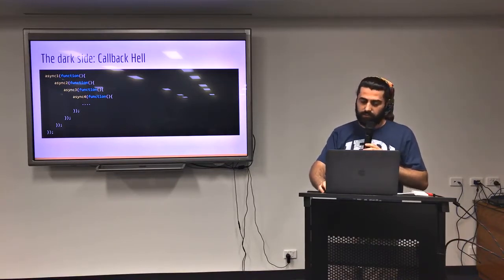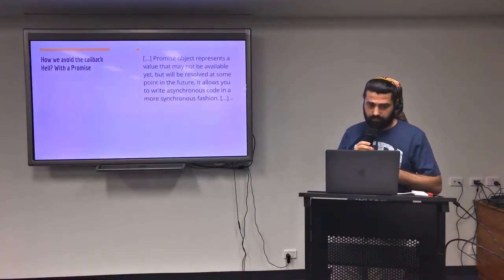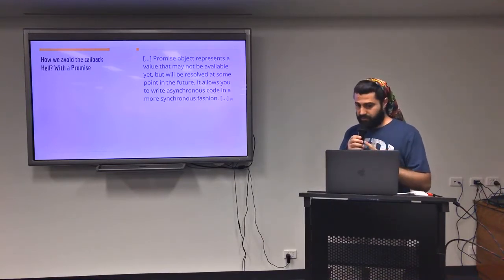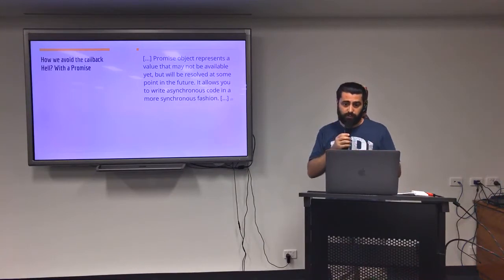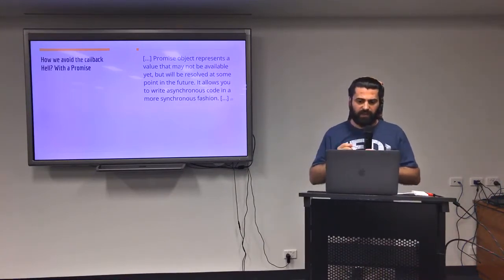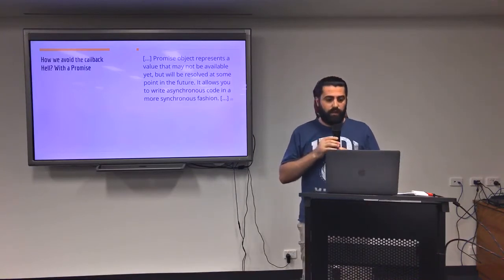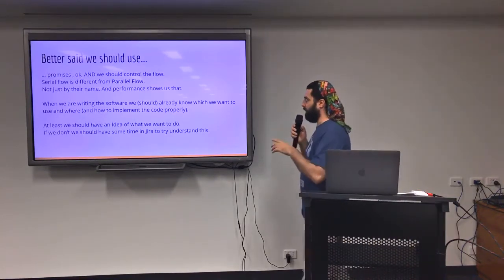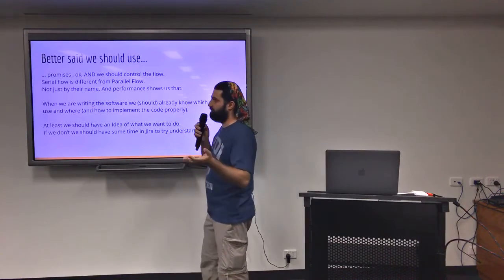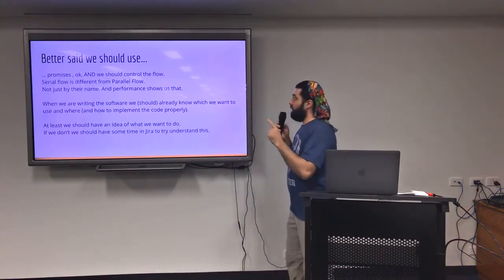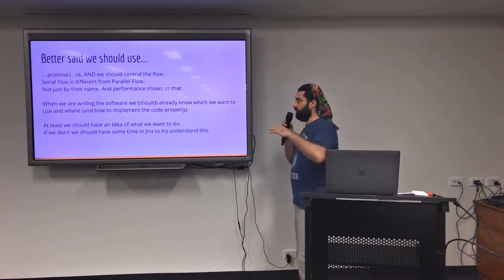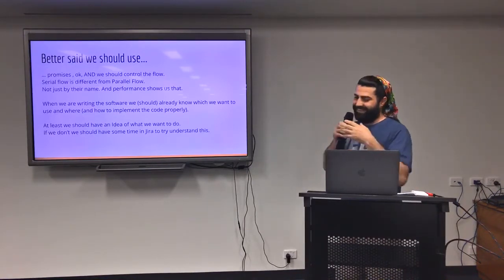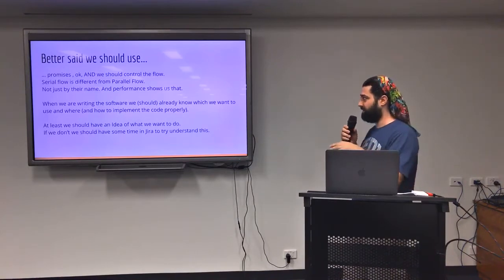So they should use a promise. A promise object represents a value that may not be available yet, but will be resolved at some point in the future. It allows you to write asynchronous code in a more synchronous fashion. Synchronous code, okay? Again, we can use promises for our purpose, whatever it is, and we should control the flow of what we want to do in coding. Using promises properly will allow us to do that.